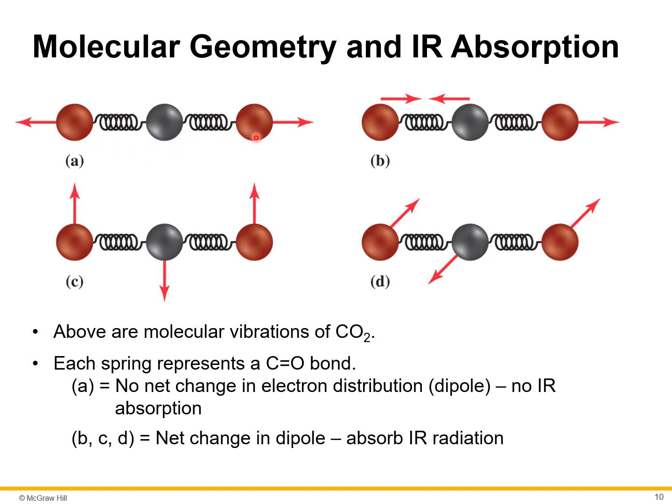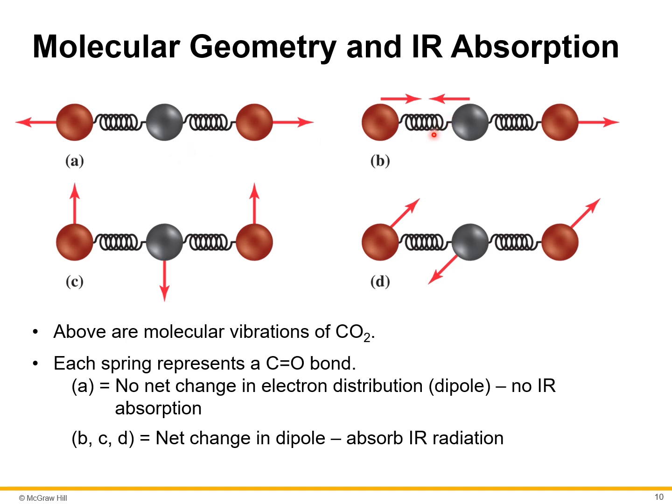And here we have examples of, again, the C is in gray ball and O is the red balls. We can have different types of vibrations. We can have a symmetric one where the left side goes left and the right oxygen goes right, but they cancel each other out. And this is upon receiving IR radiation. So if there's no net movement or net dipole, there is no absorption. So for A, there's no net charge of electron distribution, no IR absorption.